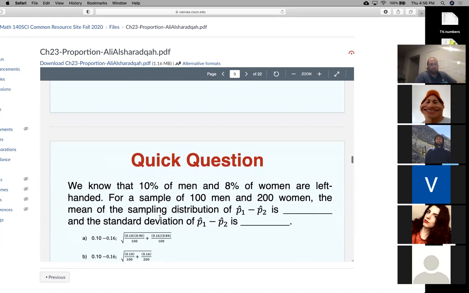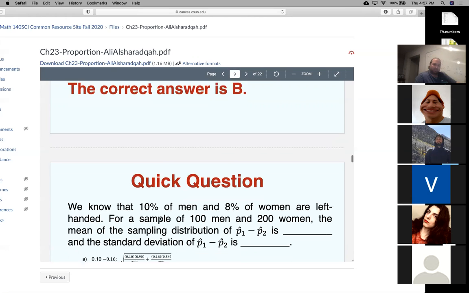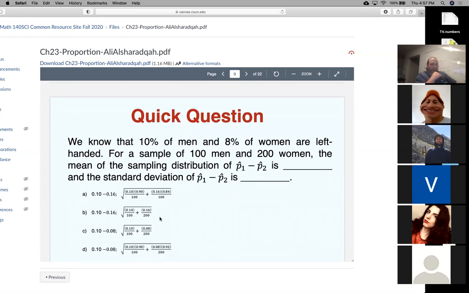So we know that 10% of men and 8% of women are left-handed. Actually, I didn't know that, but that's interesting nonetheless. For a sample of 100 men and 200 women, the mean of the sampling distribution of P1 hat minus P2 hat is what? And the standard deviation of P1 hat minus P2 hat is what? I'm going to give you a couple seconds to think about this one.